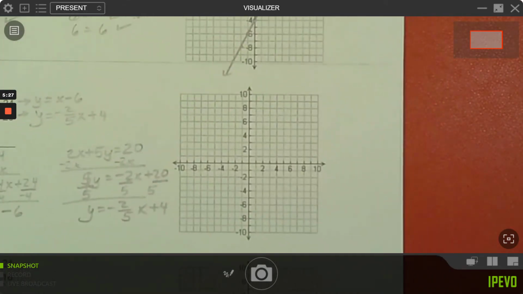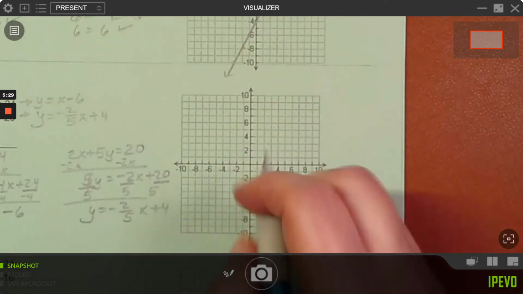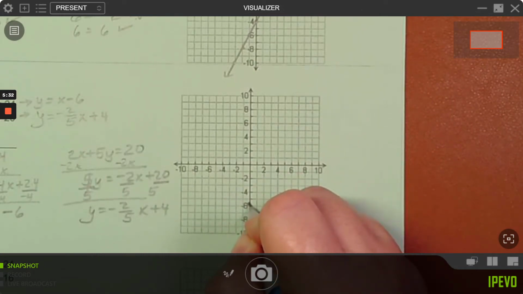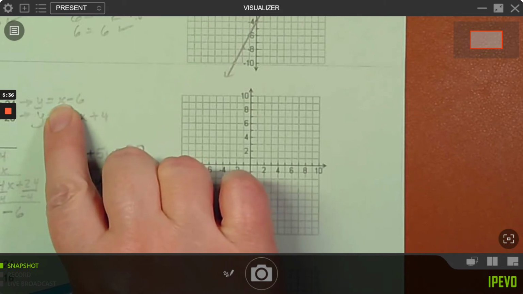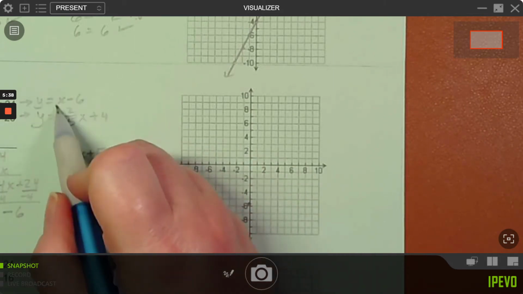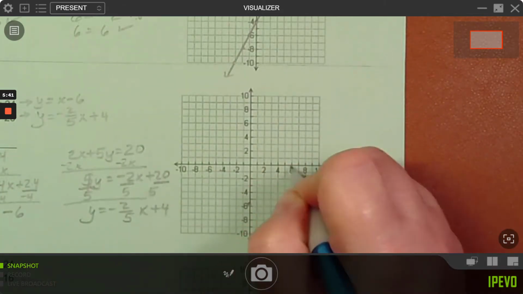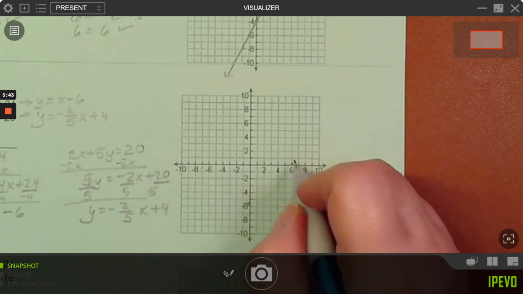So y equals x minus 6. We'll have a y-intercept at negative 6. And our slope is positive 1 because the coefficient of the x variable is our slope. So that's just an understood 1. So I'll go up 6, right 6.